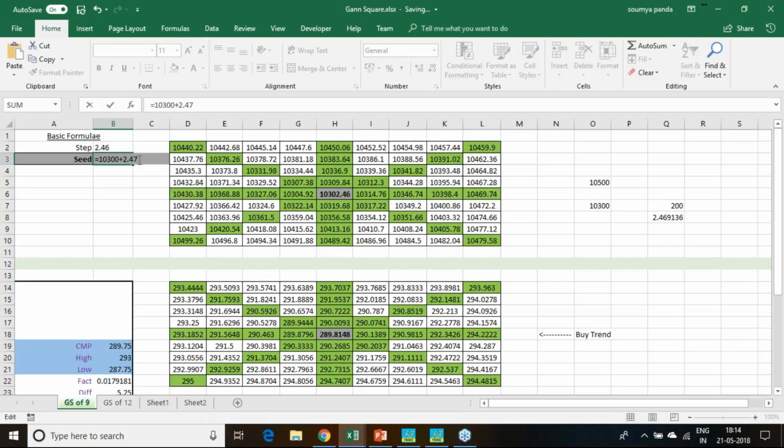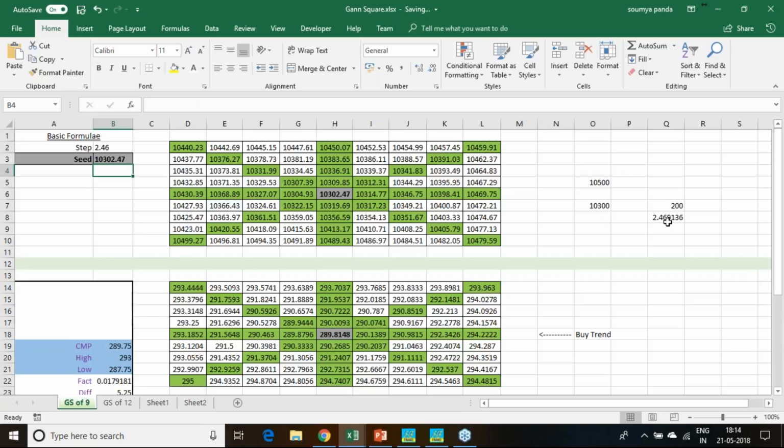So 47 is very close. So you can say 469136, which is very close to 10,500. This is known as a static Gann wheel, the Gann square of 9 wheel. So the static Gann square of 9 wheel is devised in this order.